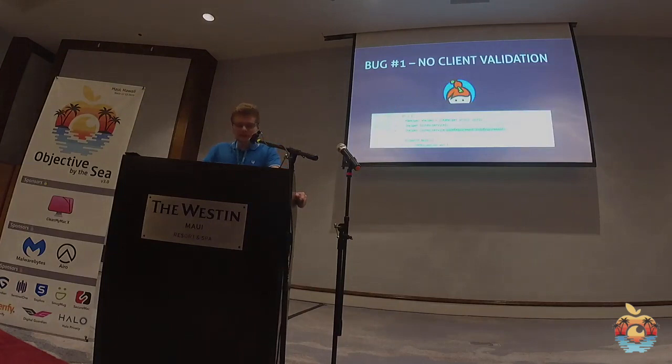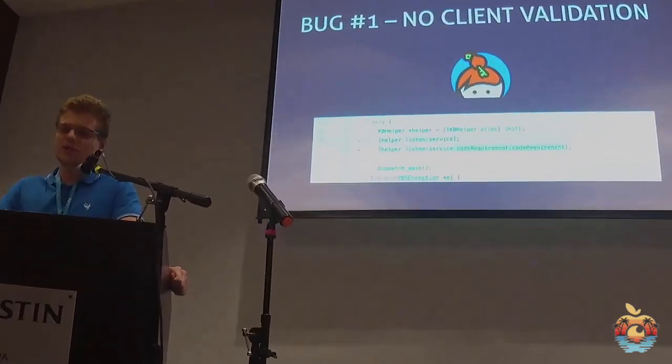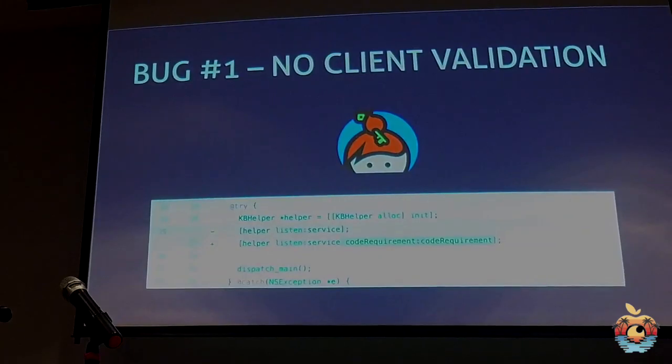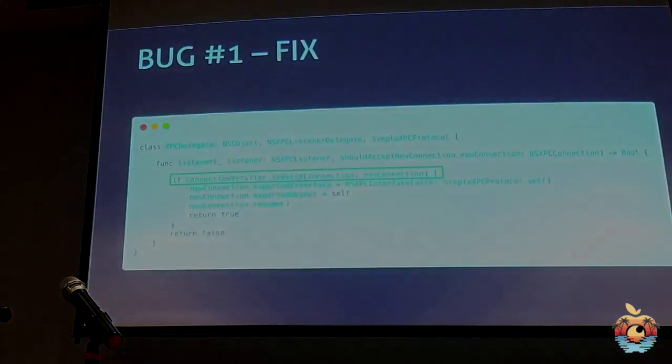And the fix for that, of course, the server now checks for the code requirement. In our privileged helper, we are adding a new if with validation logic. So in the listener should accept new connection method, we are performing the validation. If the client is validly verified, we return true. In other case, we return false and invalidate the XPC connection.